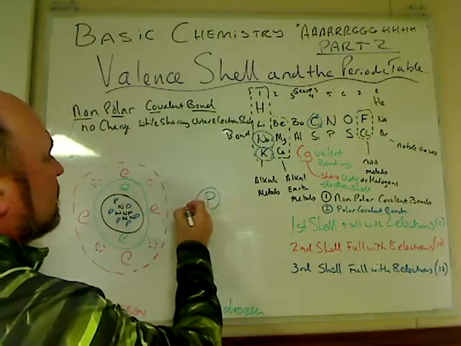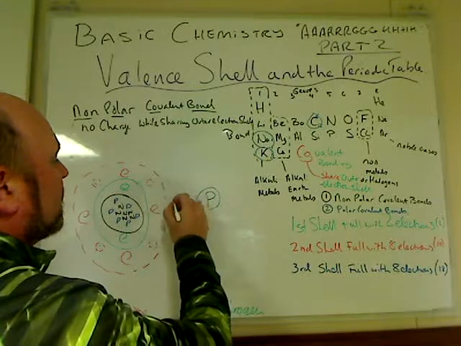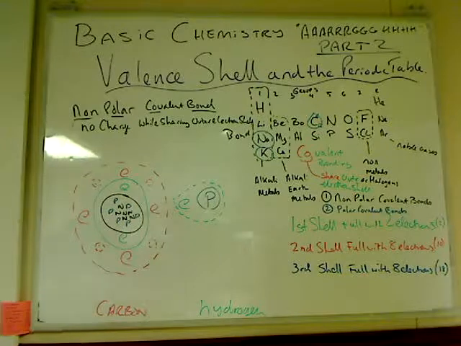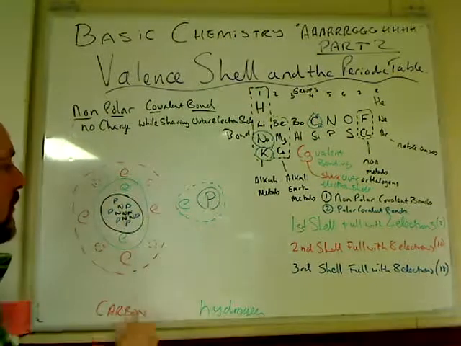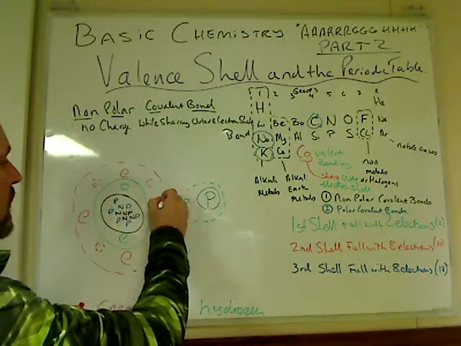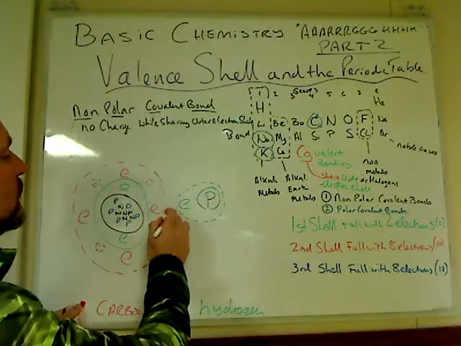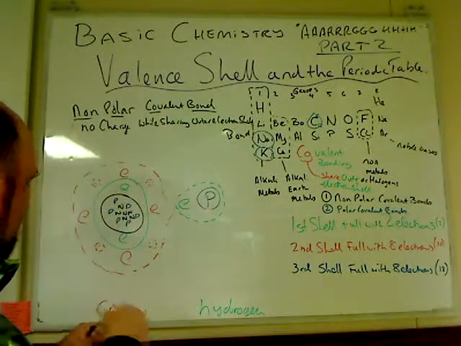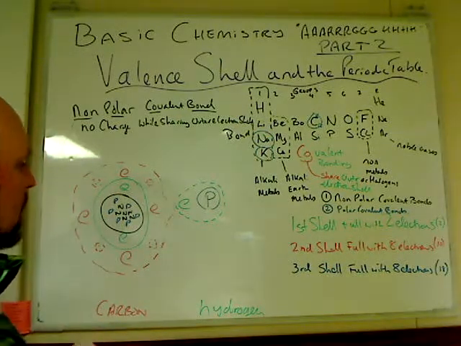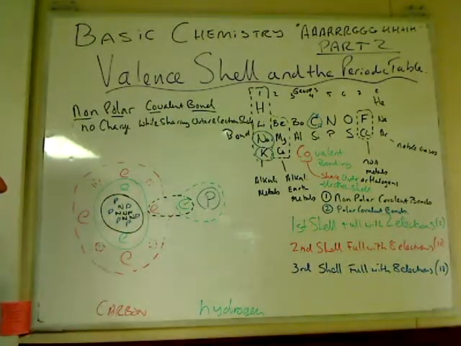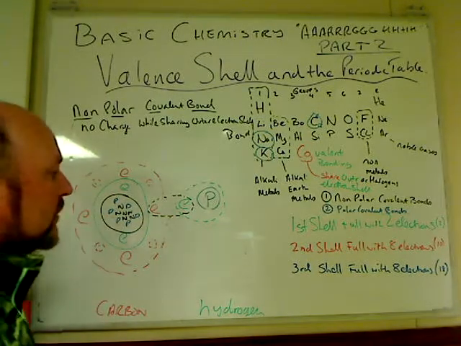So this hydrogen can orientate itself this way, and the carbon can also orientate itself toward the hydrogen, and that means that they can share these electrons. Now, they share, they don't give.